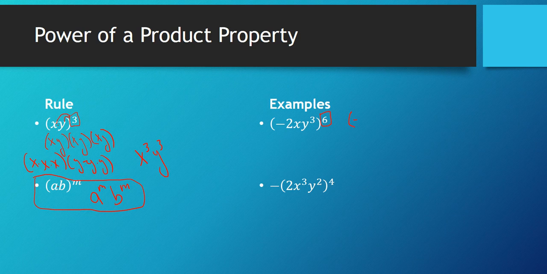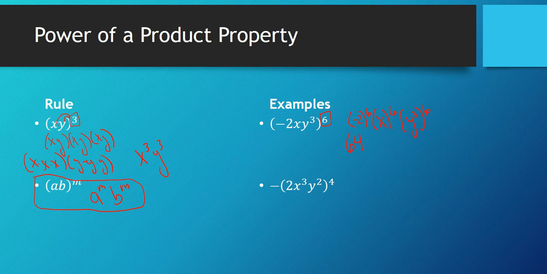So I have a negative 2 to the 6th power. I have x that's going to get to the 6th power, and I have y to the 3rd that's going to get raised to the 6th power. So negative 2 to the 6th power is negative 2 times negative 2, 6 times. So if I have an even number of negatives, they're all going to end up being positive 64.